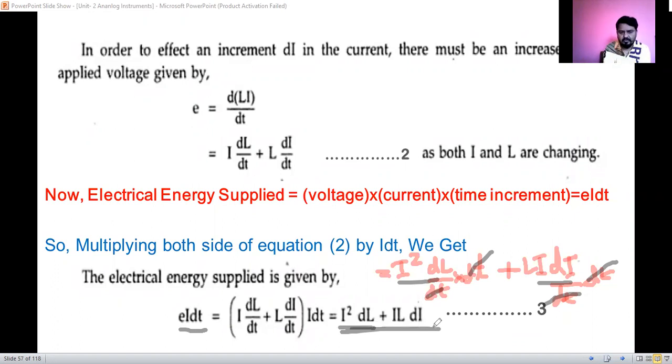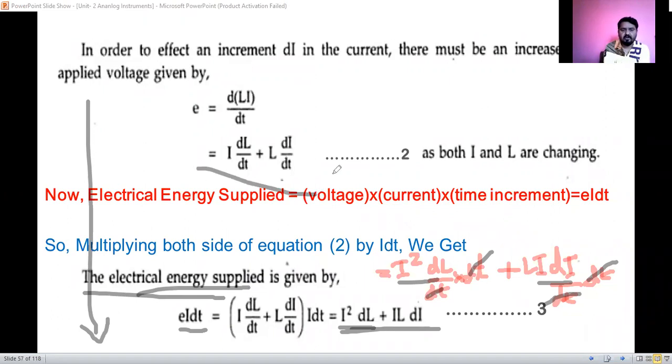Is it clear up to here? Equation 3 is very important. Equations 3, 4, 5, we are combining: energy supplied, energy stored, and mechanical work. All we are going to consider. Energy supplied we have calculated. Next we have to calculate energy stored in the magnetic field. Mechanical work is clear. To solve the electrical energy supplied, we have derived equations 2 and 3. First we derived the voltage supplied, and from this voltage we derived the energy supplied to the circuit. Is it clear?